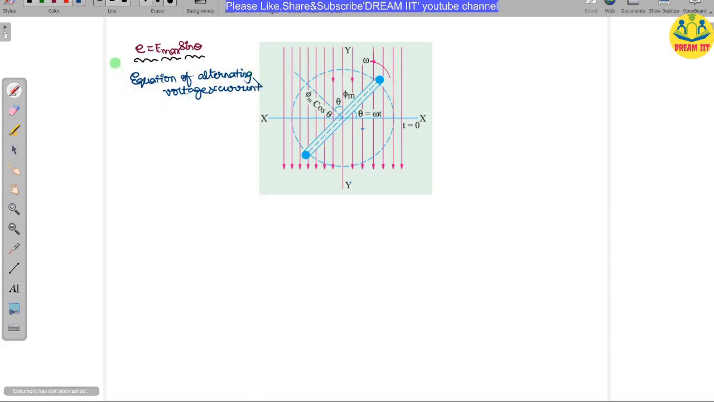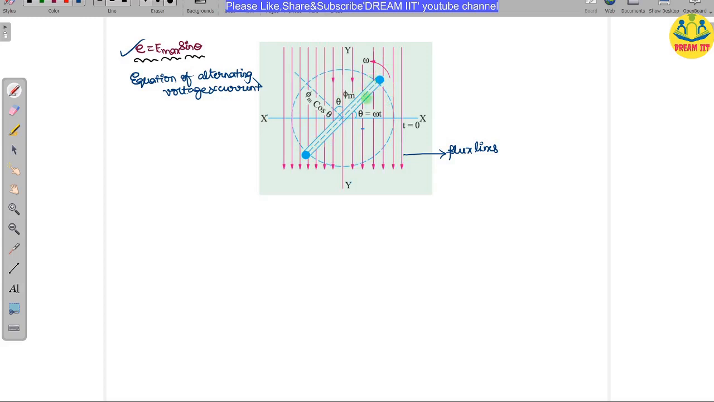I am telling you every time, this is the induced EMF equation. How you get that induced EMF is also very important. See, this is the conductor surface, and these are the flux lines, and this is the conductor, the active length of the conductor.